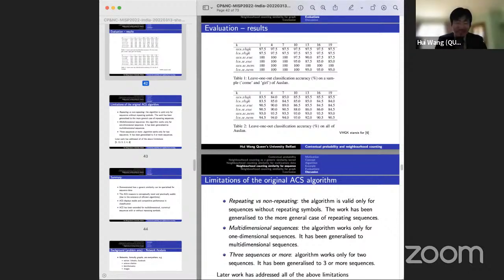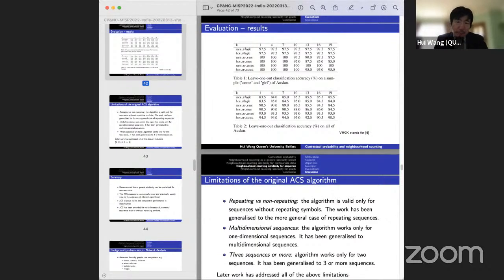Okay, thank you. One more question. Can contextual probability be used for estimating new emotion from various emotion signals?